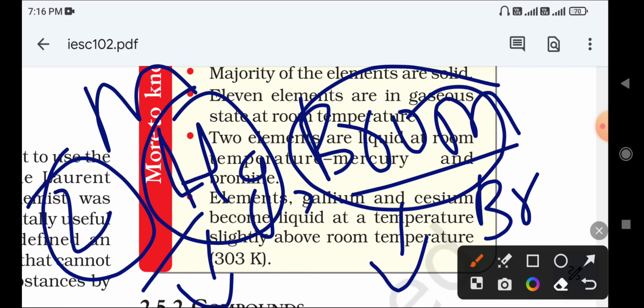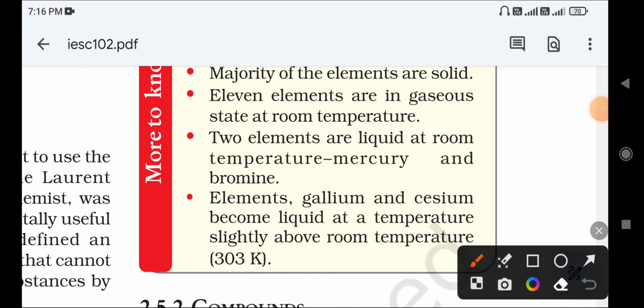Which two elements are liquid at room temperature? You can write mercury and bromine. Sometimes they will ask which metal is liquid at room temperature? You can say mercury. Which non-metal is liquid at room temperature? A bromine, right? These are simple things, very important.